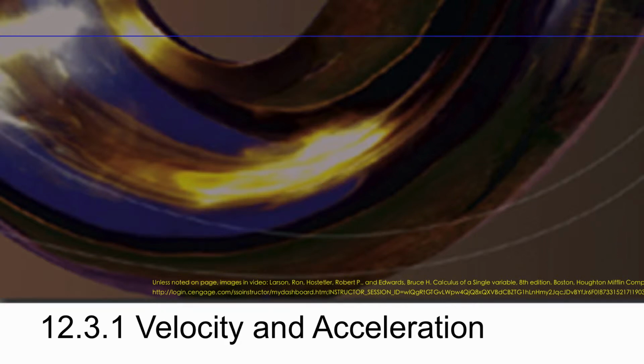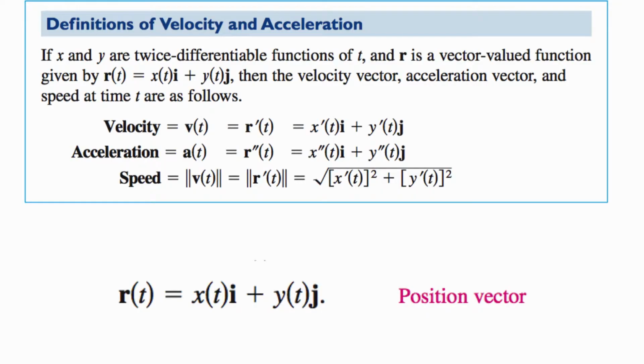Now, we're going to end the year with velocity and acceleration. I think it's a very fitting way to end the year since we start the year talking about it. Suppose I define my position vector as x as a function of t in the i direction plus y as a function of t in the j direction.